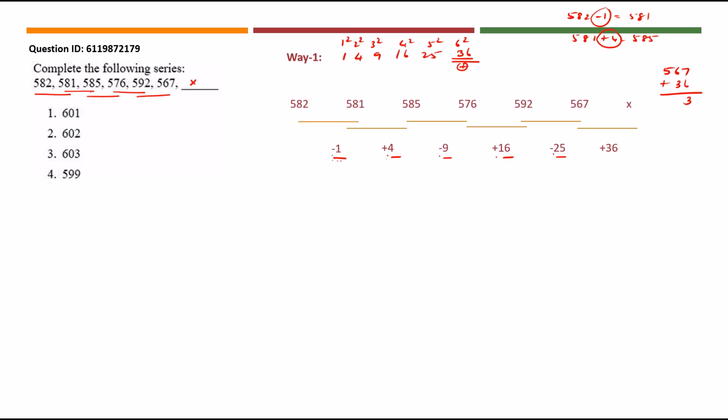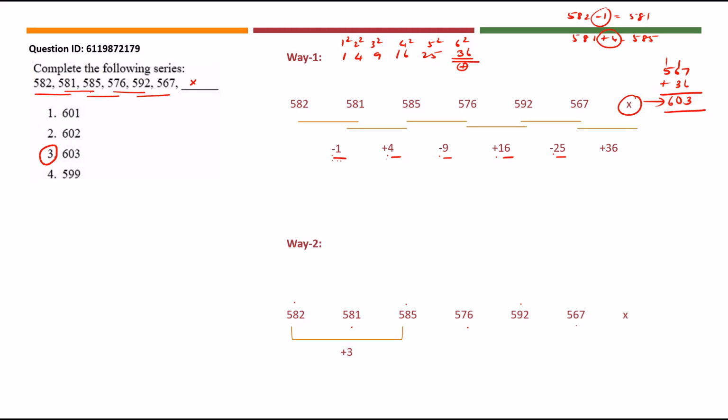7 plus 6 is 13, 1 plus 6 is 7, 7 plus 3 is 10, 1 plus 5 is 6. So x will be 603. Option number 3, 603 will be the right answer. This is one way of solving. Let's take the next way.